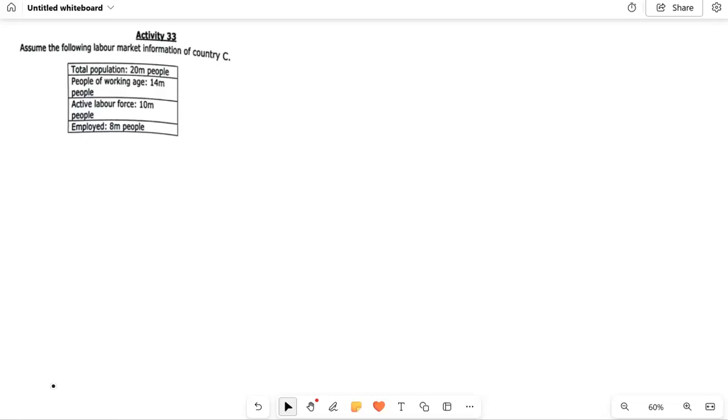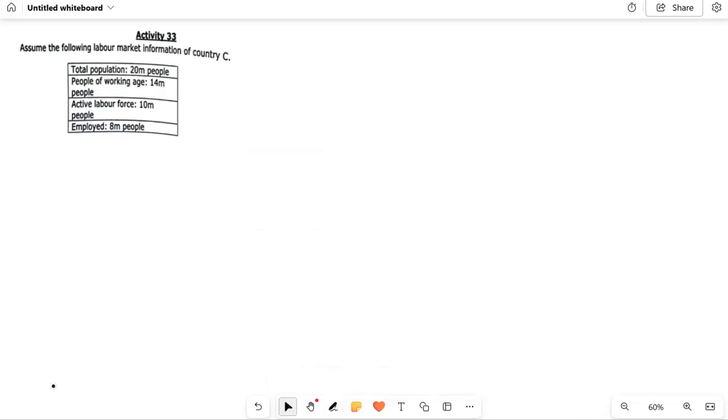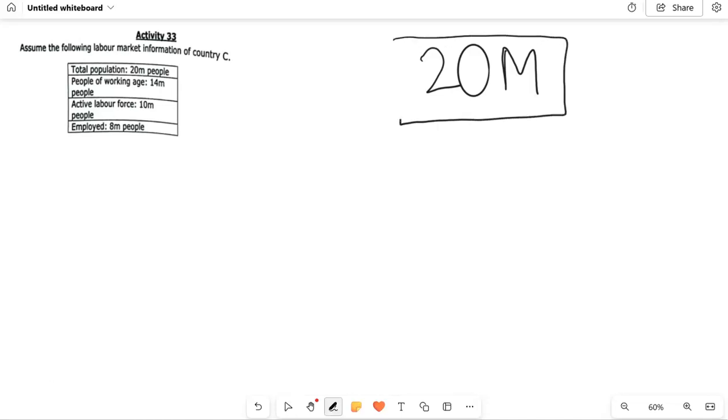When we look at activity 33 over here, we've been given the following information: total population, people of working age, active labor force, and the number of people who are employed. So, I am going to give you an exam technique when you tackle this question. What you do first is, at the top, write down 20 million. This is the number of your total population.